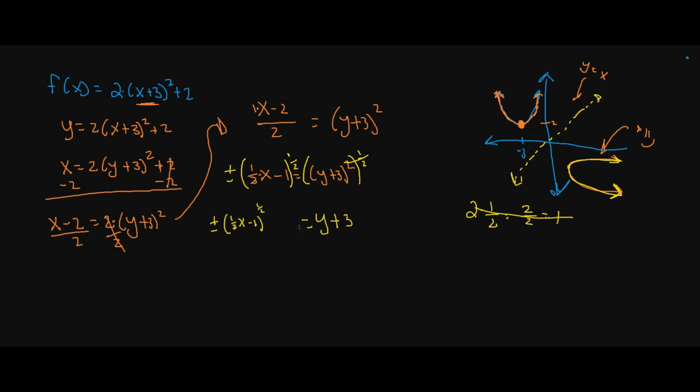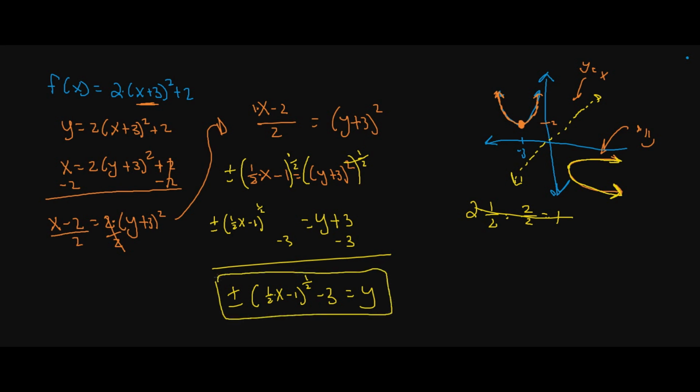Okay, this is obviously weirdly spaced out. And now to get rid of it, we subtract 3 from both sides, right? But we cannot subtract the 3 on the inside because it is now bounded by the square root, or the 1/2. So we do that and we get plus or minus 1/2 times x minus 1 raised to the 1/2, minus 3, is equal to y. And there we go, my friend. An example of solving one of these problems.